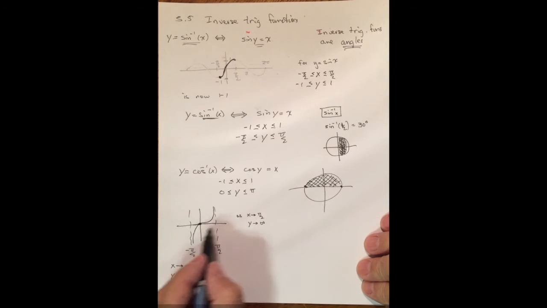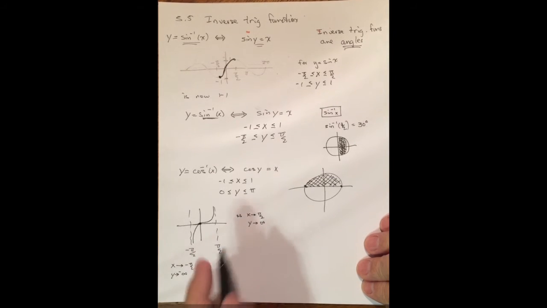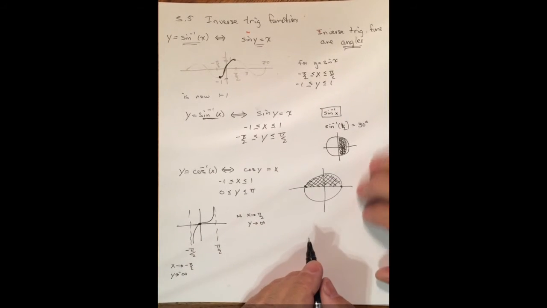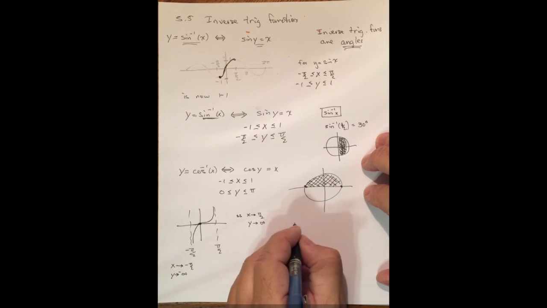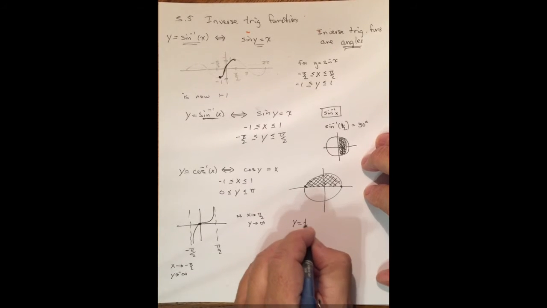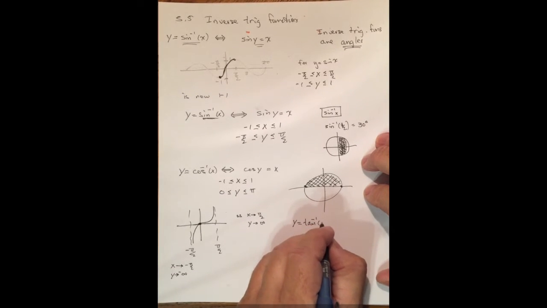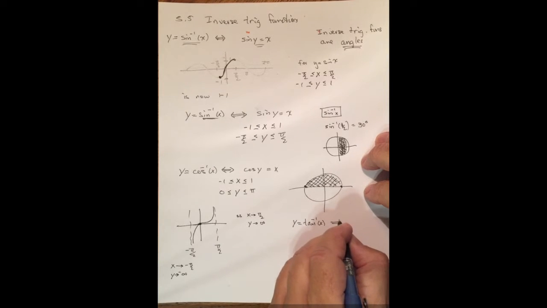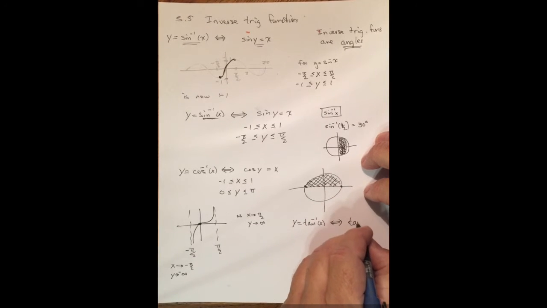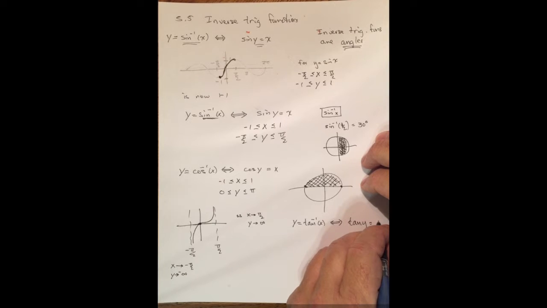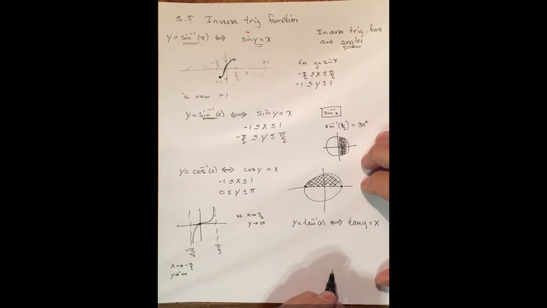So here, I'm taking just the principal branch. This is called the principal branch. If I took other branches, it would not be 1 to 1. So for the inverse tangent, we say y equals inverse tangent of x. That means the same thing as the tangent of y equals x.